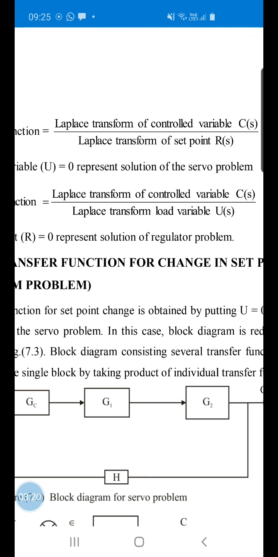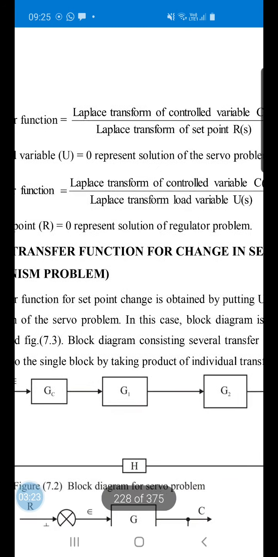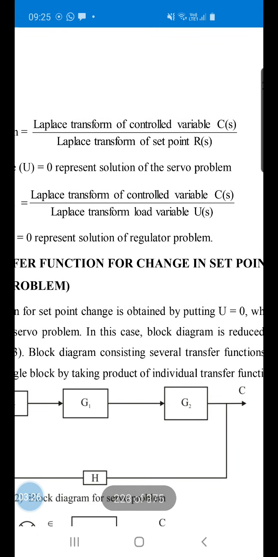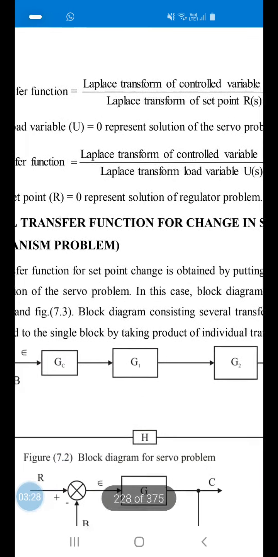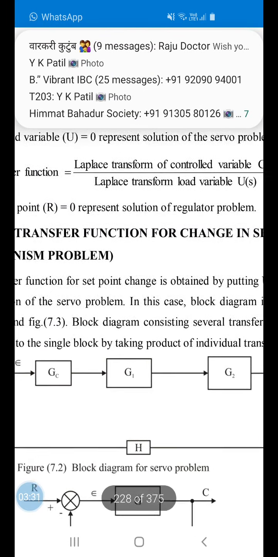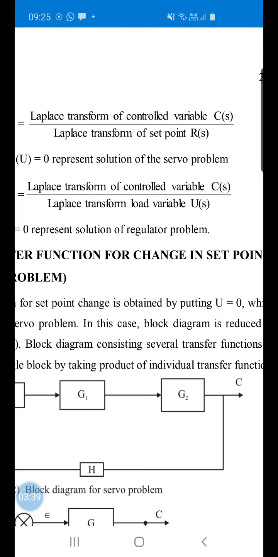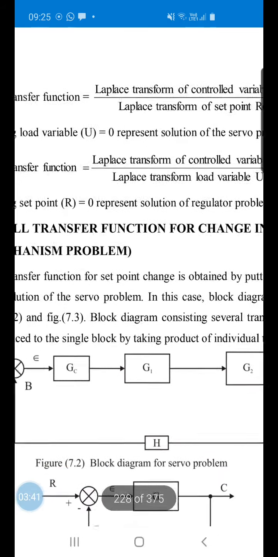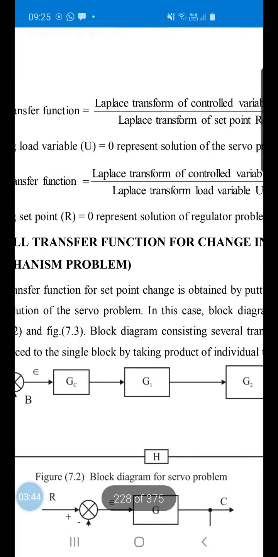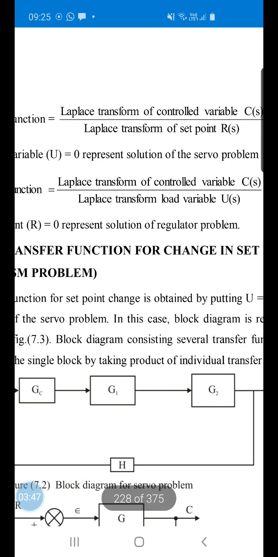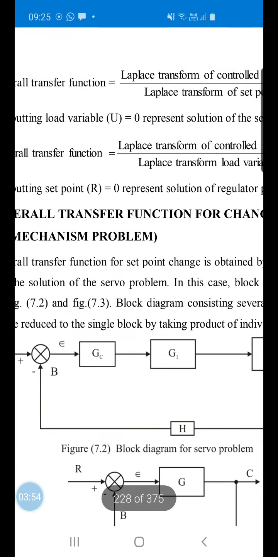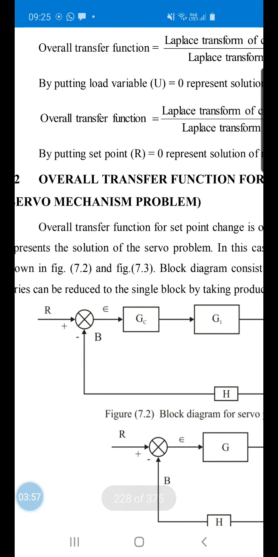That is, C by R is the overall transfer function if we put U equal to 0. That is the servo problem. The overall transfer function can also be written as the Laplace transform of the control variable C(s) upon the Laplace transform of the load variable U(s), that is C by U. It is possible when the set point R is equal to 0, and it represents the solution of the regulator problem. So you should understand what the servo and regulator problems are, which we discussed earlier. Then you will understand this overall transfer function definition.